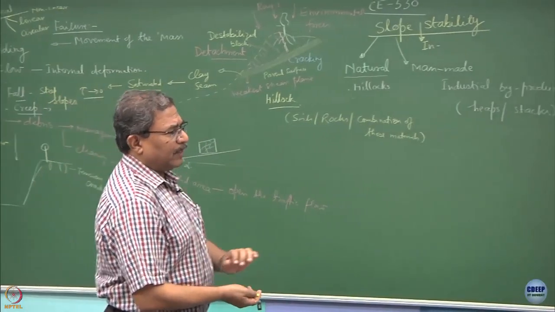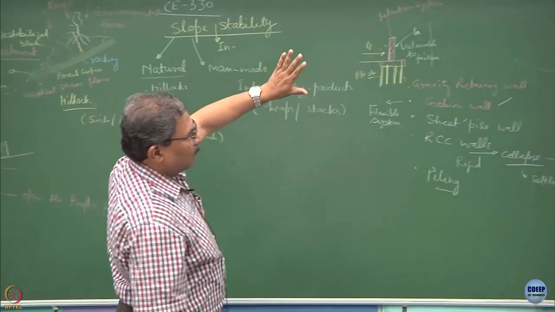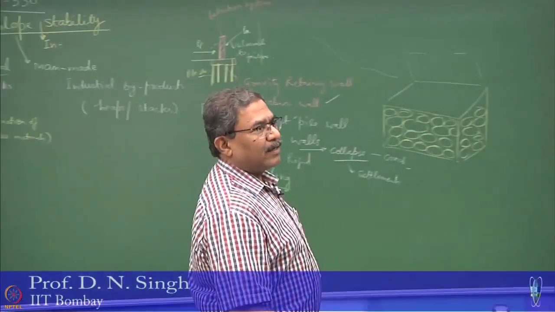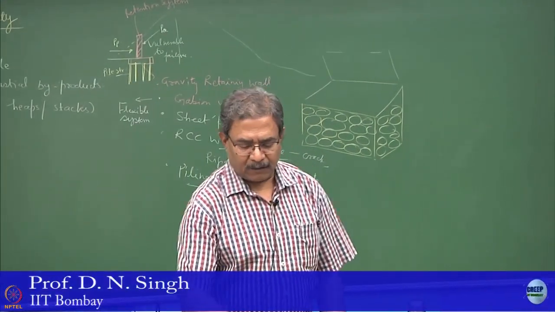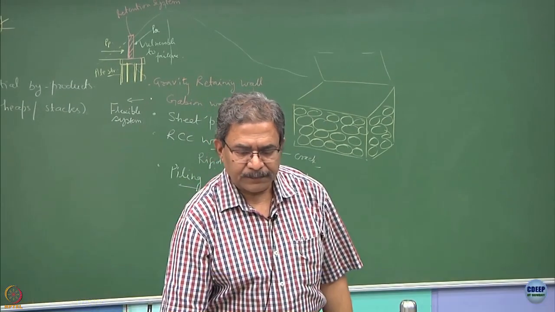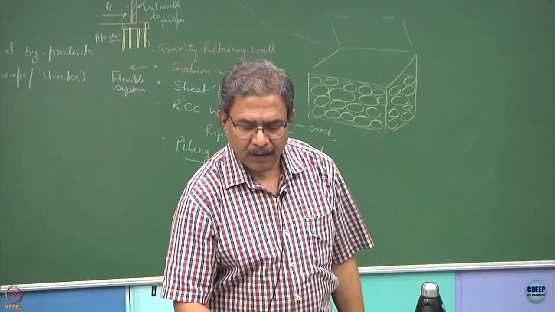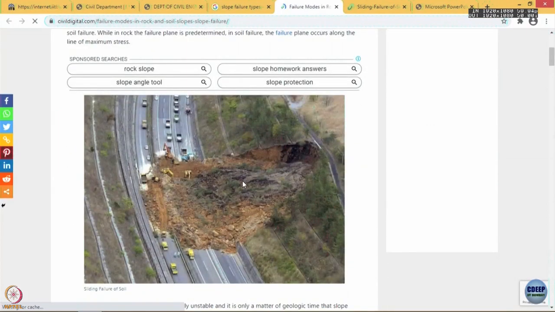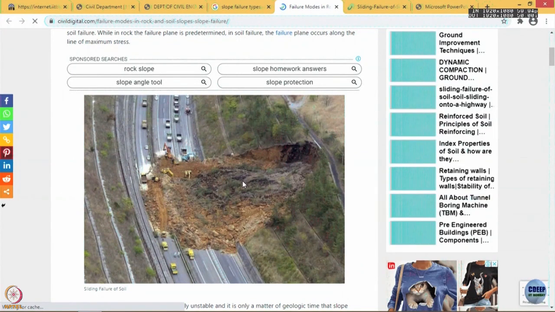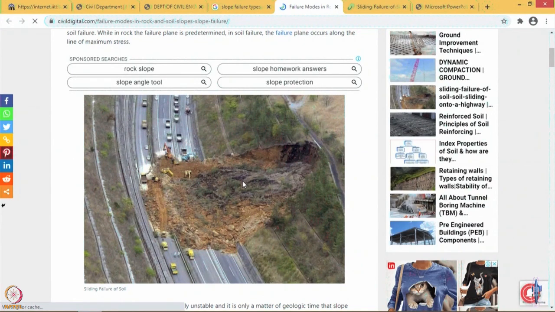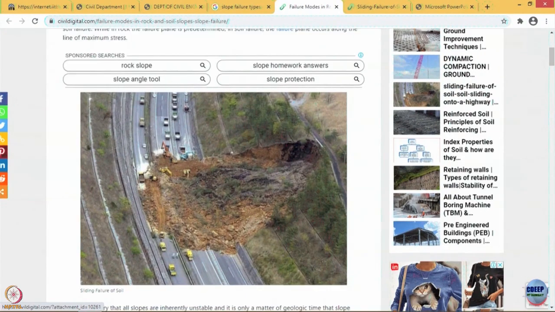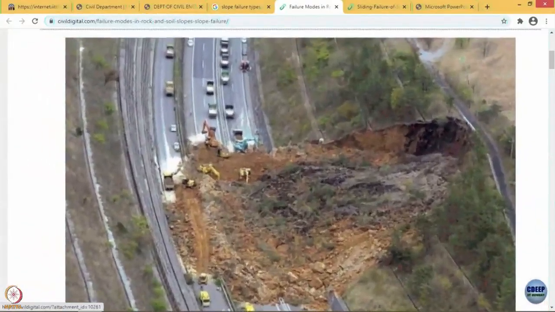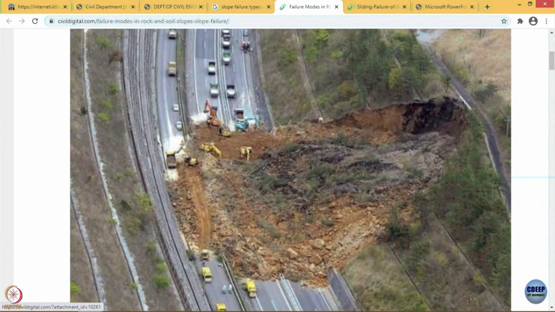So, we have discussed a lot of things about slope stability, and I wanted to show you some peculiar scenarios where the failure of the slope has occurred. Look at this. If you just type on the net, you will get so much information about the types of failures.